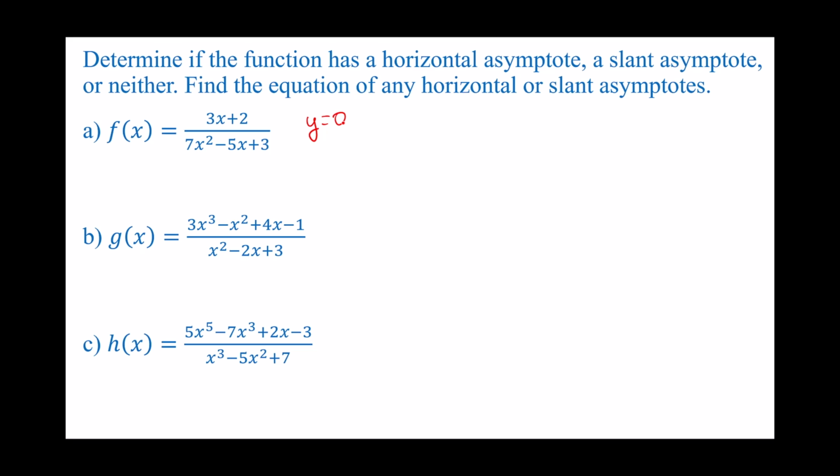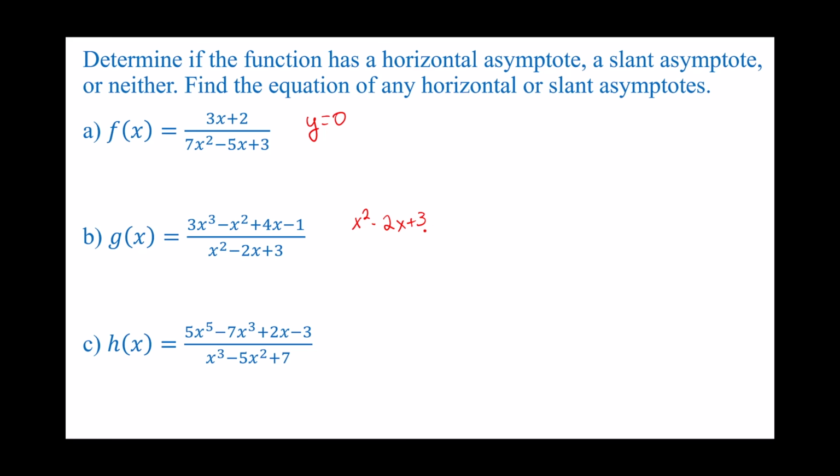Part B, g of x equals (3x cubed minus x squared plus 4x minus 1) over (x squared minus 2x plus 3). The degree of the numerator is 3. The degree of the denominator is 2. So the degree of the numerator is 1 more than the degree of the denominator, so there is a slant asymptote. And to find that asymptote, we need to divide. So we'll do long division for this one.